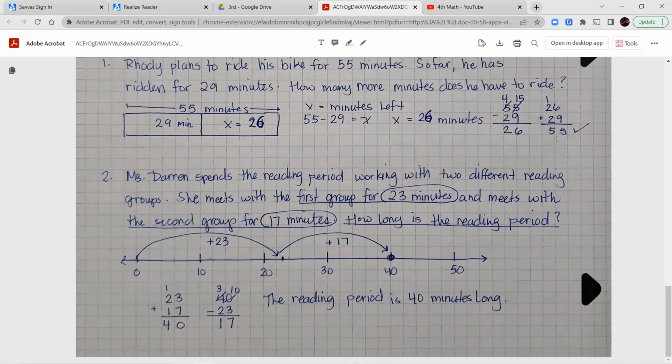So here I used a number line and I jumped 23 minutes the first time. And then I jumped 17 more minutes after that, and it landed me at the 40-minute mark. So 23 plus 17 equals 40. That tells me that the reading period is 40 minutes long.